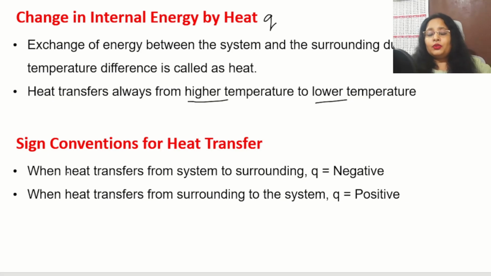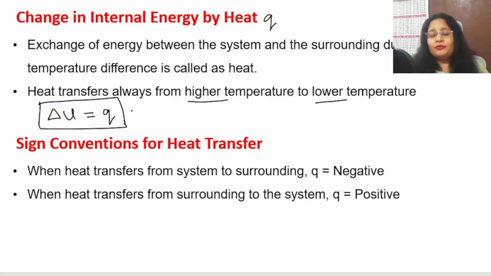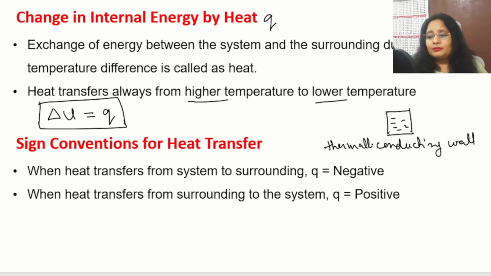Heat is denoted by Q, and we should understand that delta U is equal to Q when we are taking a system with conducting walls. Now assume a system with thermally conducting walls.